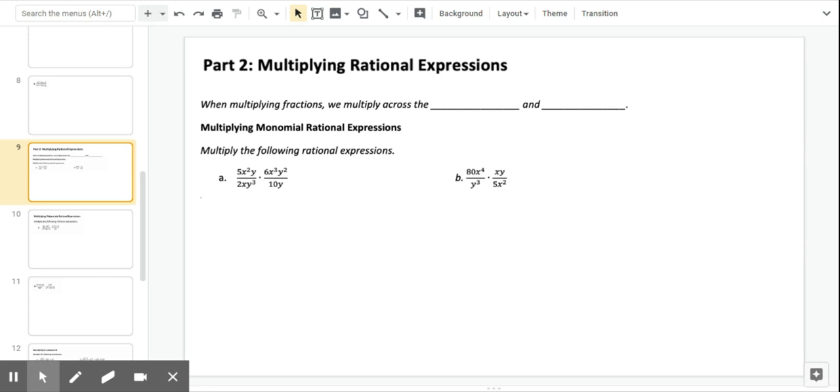For the second part of section 9.4, we're going to multiply rational expressions. Since rational expressions look like fractions, we multiply them just like we multiply fractions. So we are going to multiply across the numerators and the denominators.